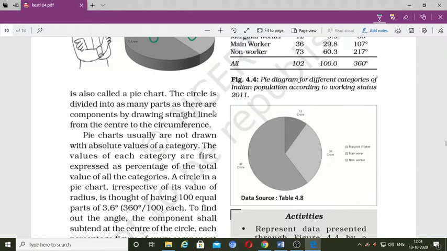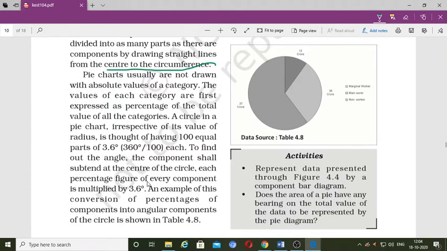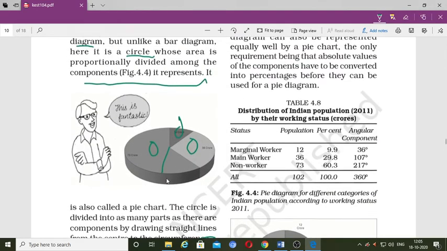The circle is divided into as many parts as there are components by simply drawing straight lines from the center to the circumference. We draw lines from the center to the circumference, touching the outer boundary of the circle, and in this way we divide the pie diagram according to how many components we have. We have to find the angle. For that, we take the reading for each component and multiply it by 3.6 degrees to find the angle in a circle.